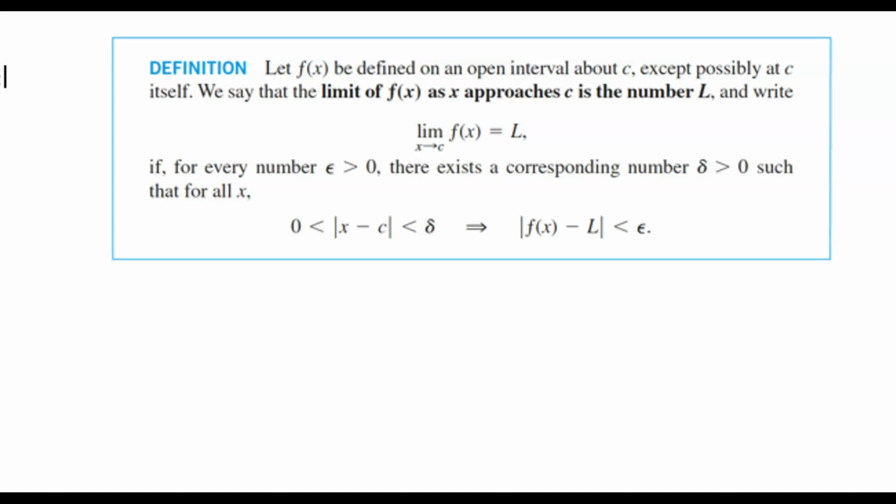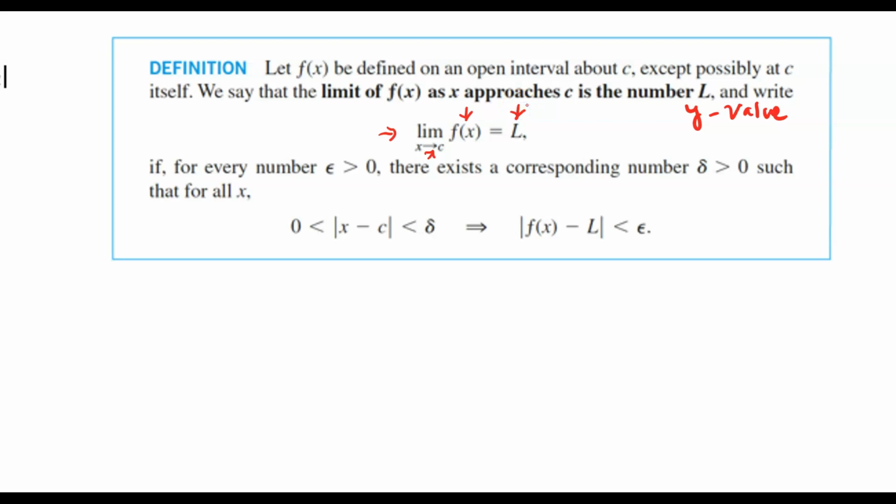We say that the limit of f of x as x approaches c is the number L. So the limit is a y value. All right, I'm going to write that down. It's a y value. It says we write it as such: the limit as x approaches c of f of x equals some number L.